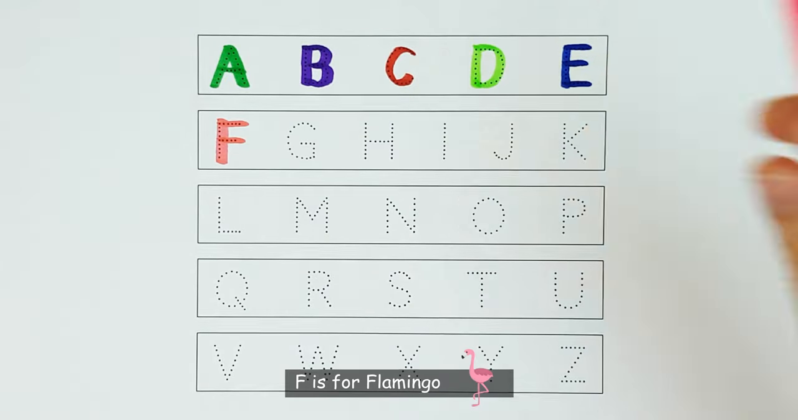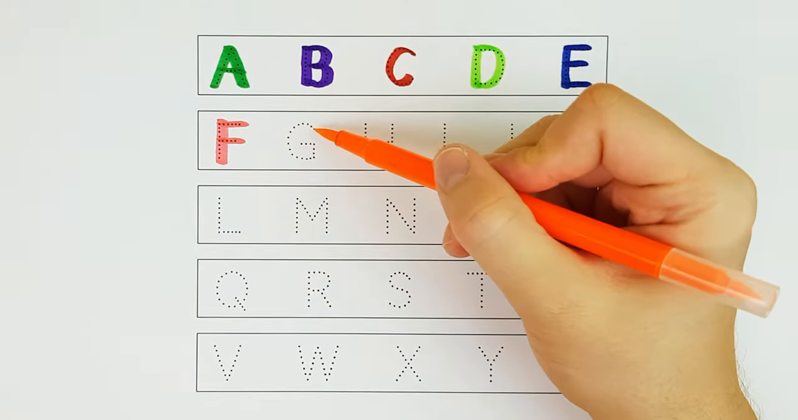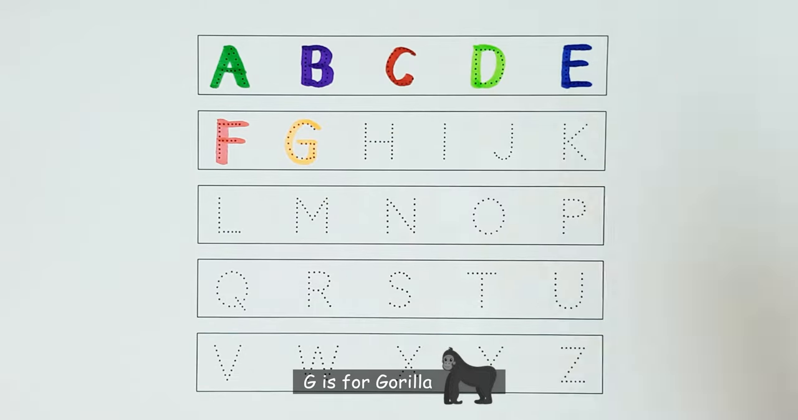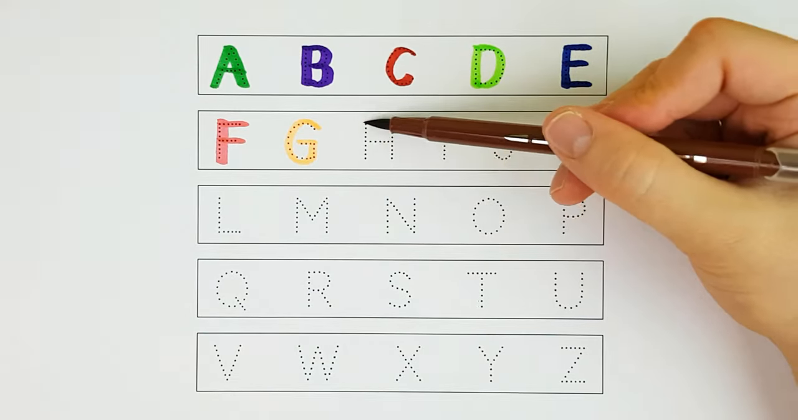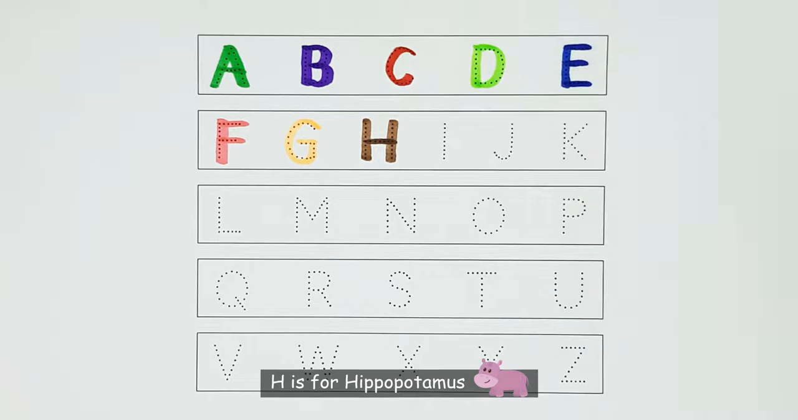F is for flamingo. G is for gorilla. H is for hippopotamus.